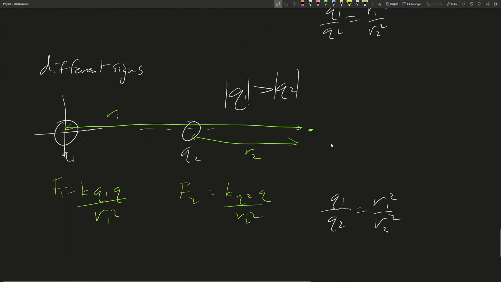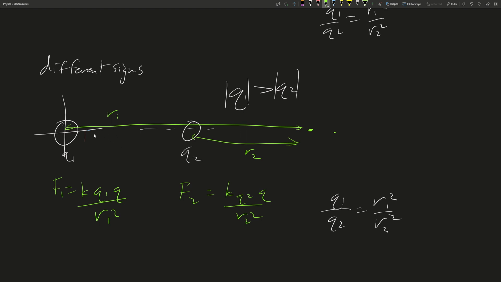Now, in the case where there's different signs, let's just consider Q1 here is the same sign as this test charge. If Q1 is the same sign as the test charge, then if we displace this a little bit to the right here, so let's just say this is displaced to the right, Q1 is going to have a greater influence on this charge than Q2 because it has a greater magnitude.